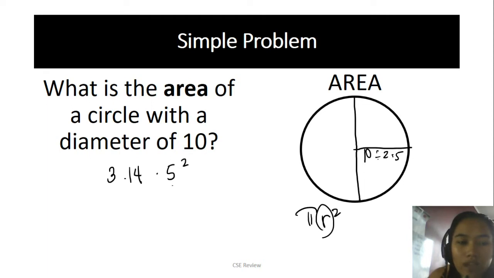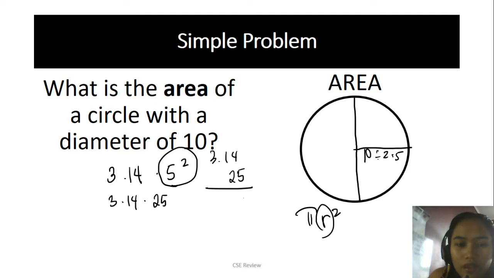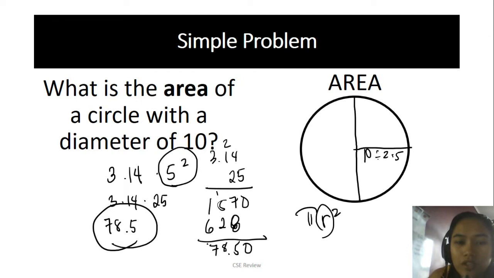Substitute lang natin, 3.14 times 5 squared. Again, anong unahin? Ang unahing side, yung may exponent. So, you have 3.14 times 25, which is 5 times 5. And then you can multiply this na. 3.14 times 25. Sorry. 8, 2, 6. So, you have 0, 15. This is going to be 8. This is going to be 7. So, the answer is 78.5. Again, kung meters naman yan, this becomes meters squared.